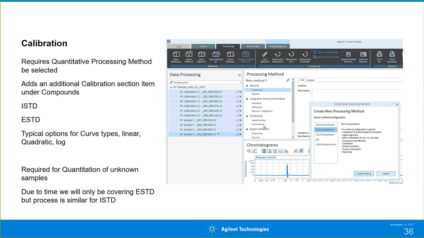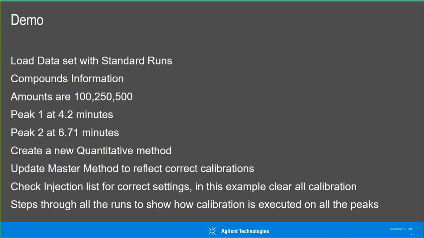Just due to time, we're really only going to talk about the external standard, the ESTD standards. Internal standards are very similar to external standards. Basically, the idea with an internal standard is you have a list of identified compounds. You assign one or more of those as your internal standard, and then you reference the other compounds to those standards. That's the idea of the internal standard, but we're mainly going to address the external standard here.